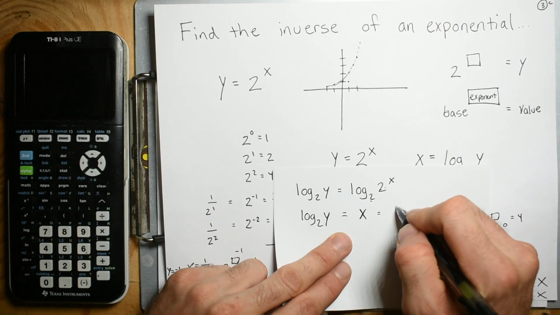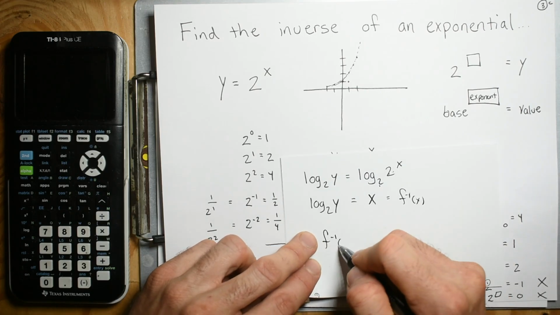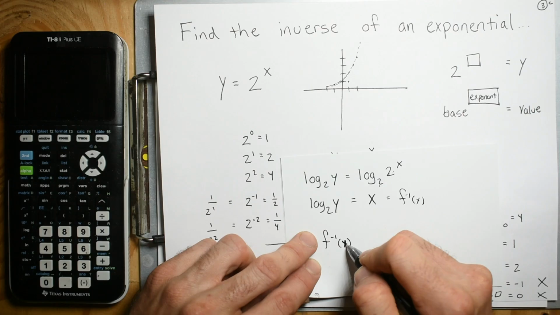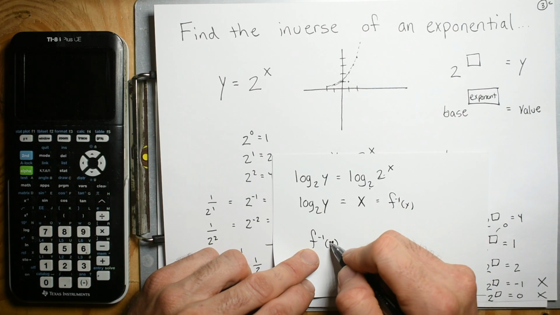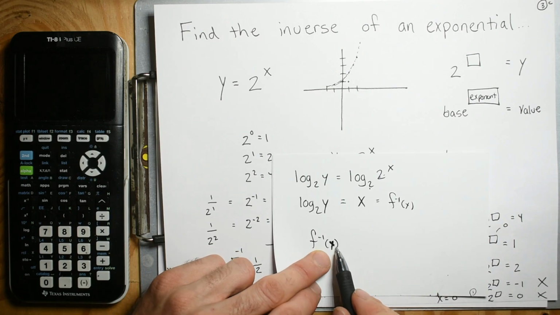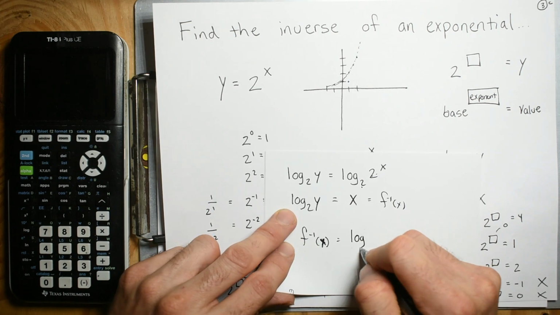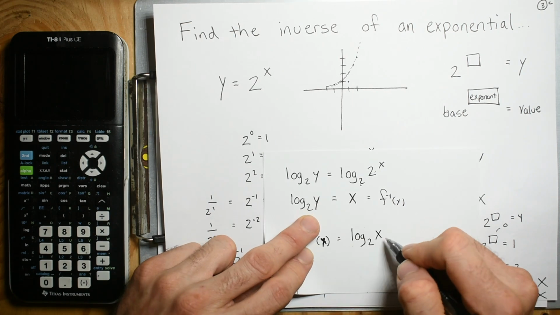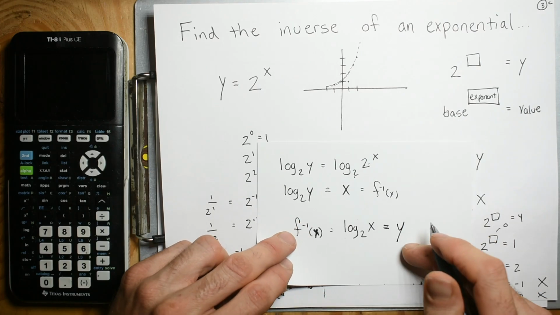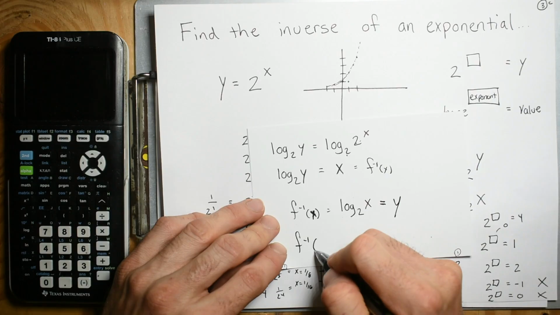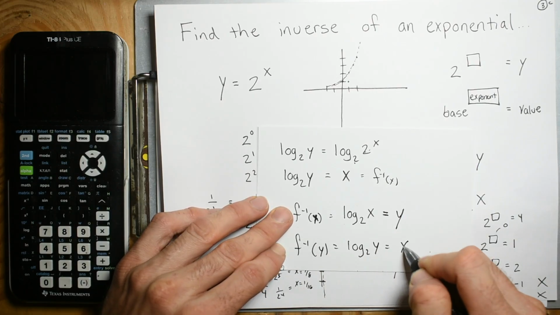This is going to be our f inverse function. So our f inverse function of x is, well, do you say this f inverse of y? Let's just use x: f inverse of x is log base 2 of x, which is equal to y. Even though I probably shouldn't have done it like that, let's do them both. Log base 2 of y is equal to x.